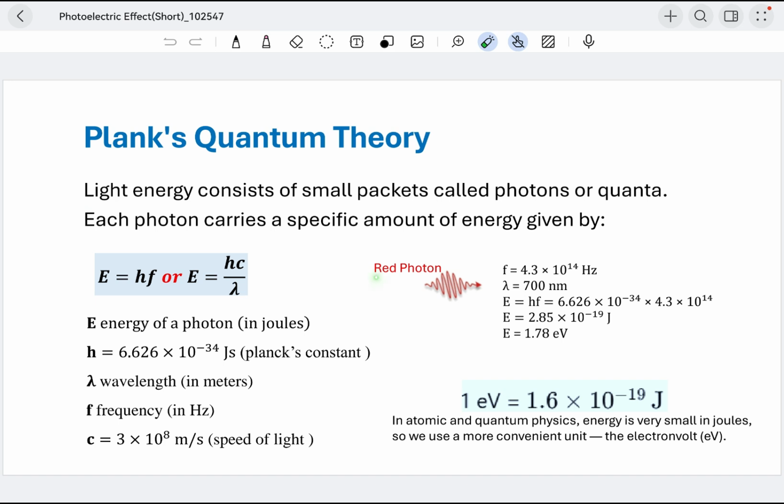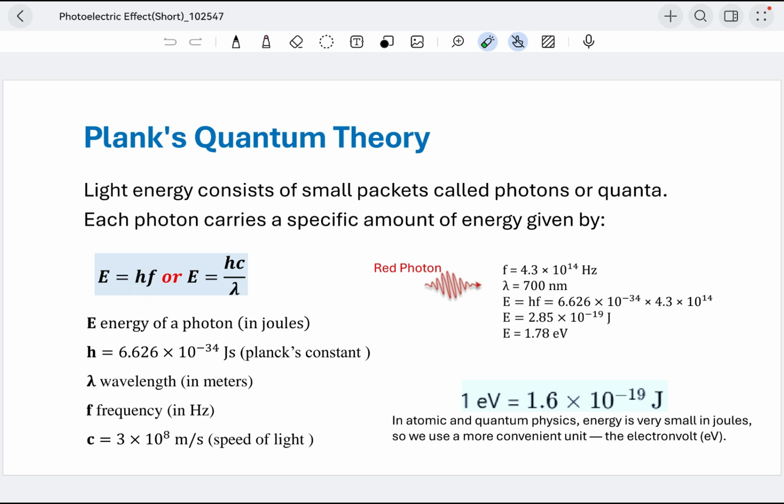So we have taken the red photon, meaning from the red light. It is having a frequency, a wavelength, and an energy. So the energy of the photon we can get by two formulas. One formula is E equals hf, another formula is E equals hc by lambda. What is h? h is Planck's constant.